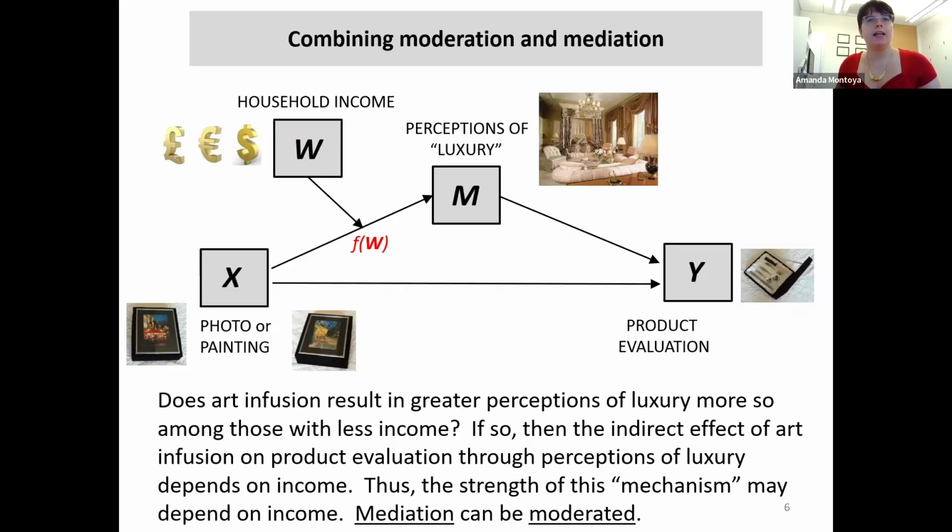In this case, we can actually estimate whether or not the indirect effect depends on the moderator and what the size of those indirect effects are for anyone at any given household income. What this does is it allows us to estimate complex models that align with our theories and think about cases where the mechanism may depend on some other variable. In other words, that the mediation is moderated.